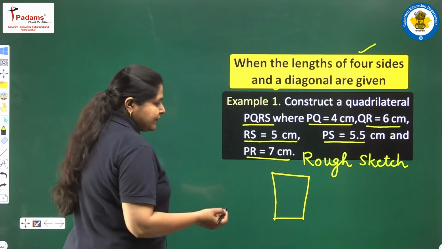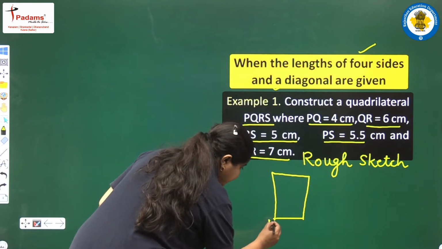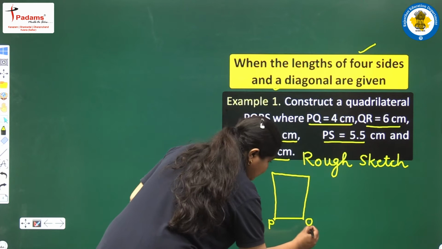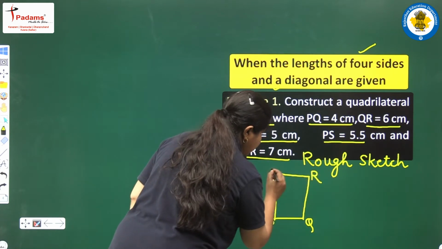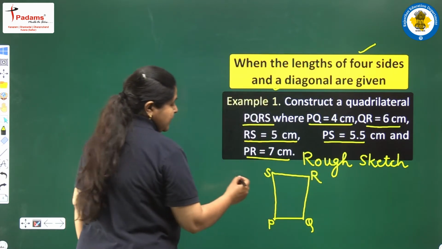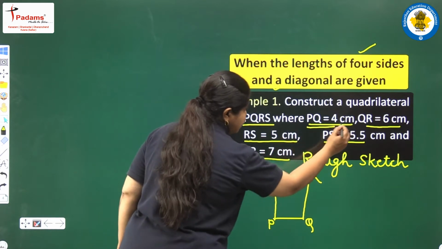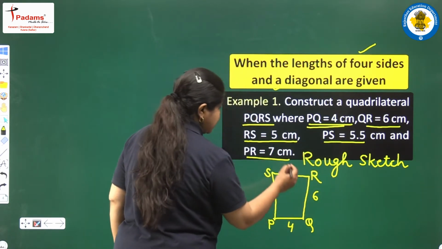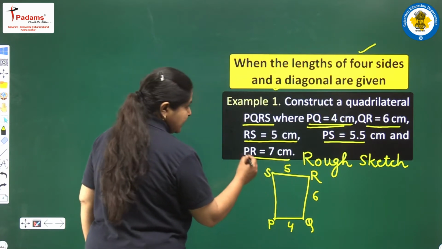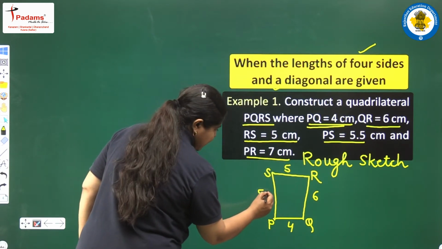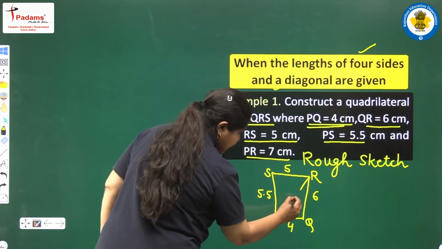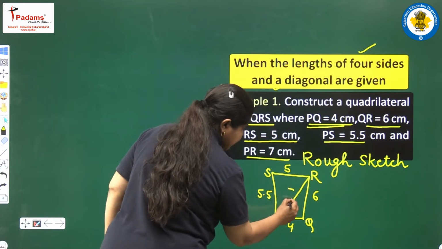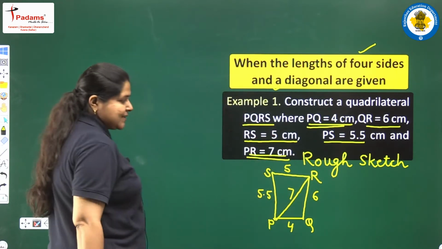I have also drawn it roughly. You take a scale to draw it. Let me name it also PQRS. Let us mark the measurements also. PQ is given to be 4, then we have this one as 6, this is 5, PS is 5.5, and then we have this diagonal PR which is given to be 7 centimeters.